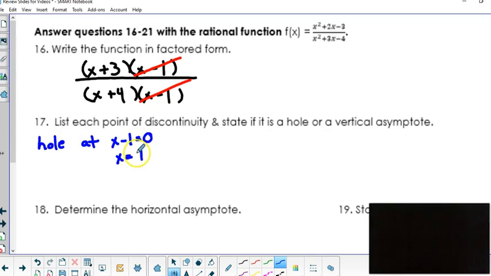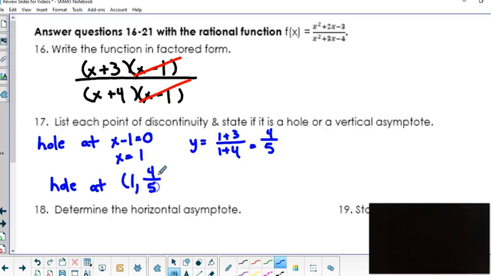So we have found the x value. Now we need to find the y value that goes with this x value. How do we find that y value? We take this x value, x equals 1, and plug it into our simplified form. So y equals, we plug in 1, that gives us 1 plus 3 over 1 plus 4. 1 plus 3 is 4, 1 plus 4 is 5. Our y coordinate is 4/5. So the hole is at the specific point where x is 1 and y is 4/5.